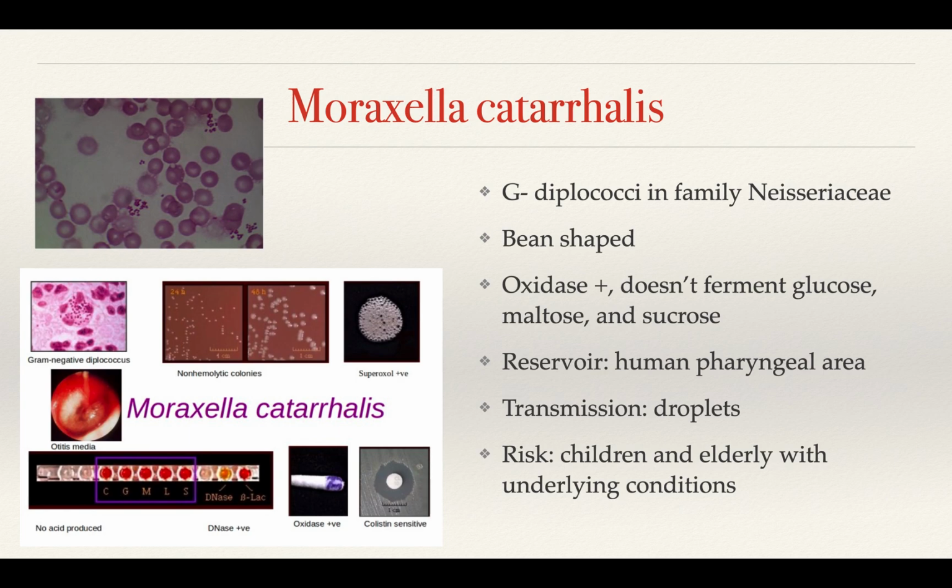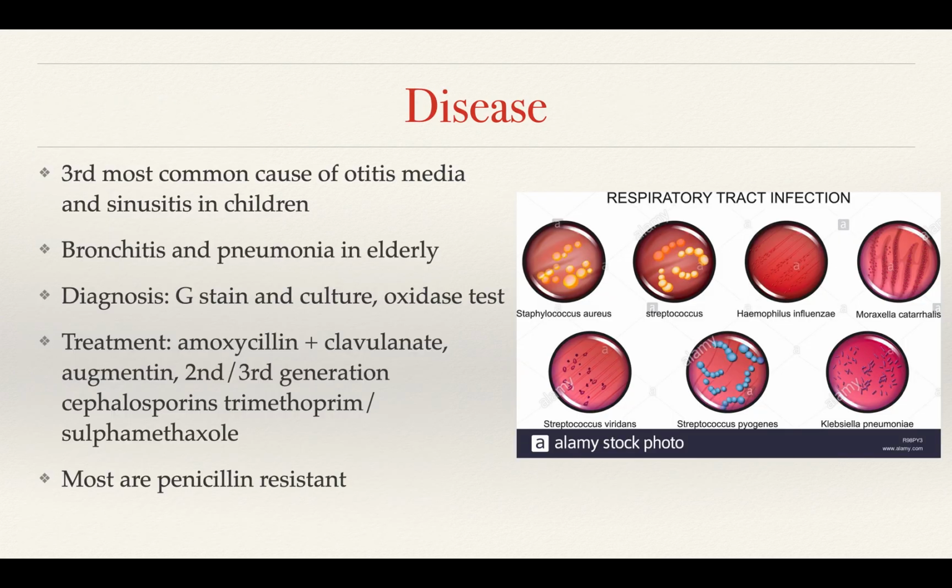Moraxella catarrhalis is a gram-negative diplococcus in the family Neisseria. And more importantly, it's bean-shaped, it's oxidase positive, and it doesn't ferment sugars. It is a human pathogen. The reservoir is in the pharyngeal area, and it's transmitted via droplets. Children and elderly patients with underlying conditions are generally the risks.